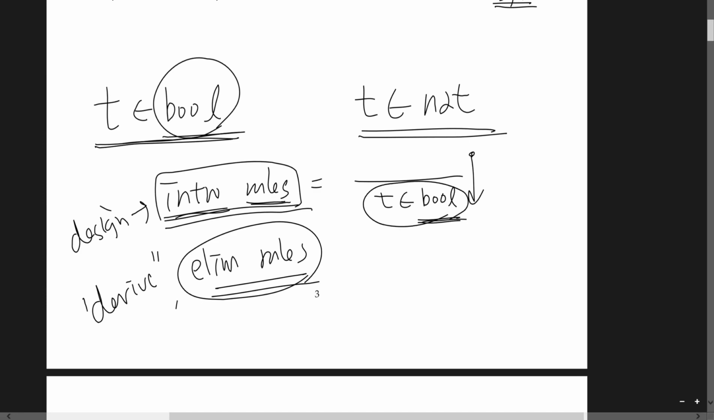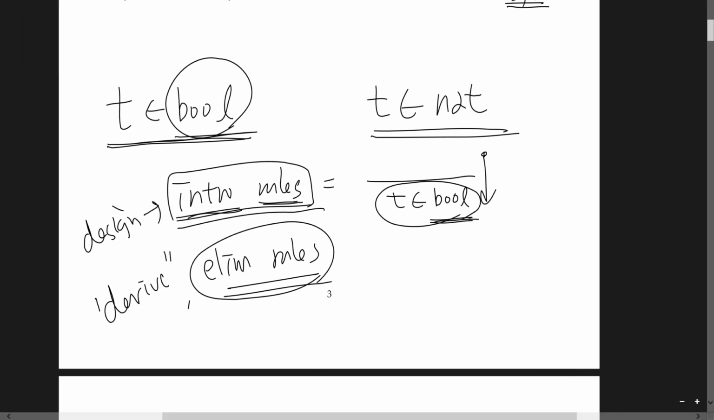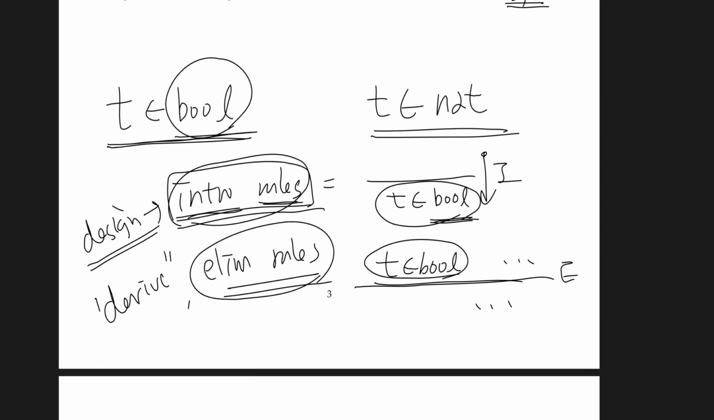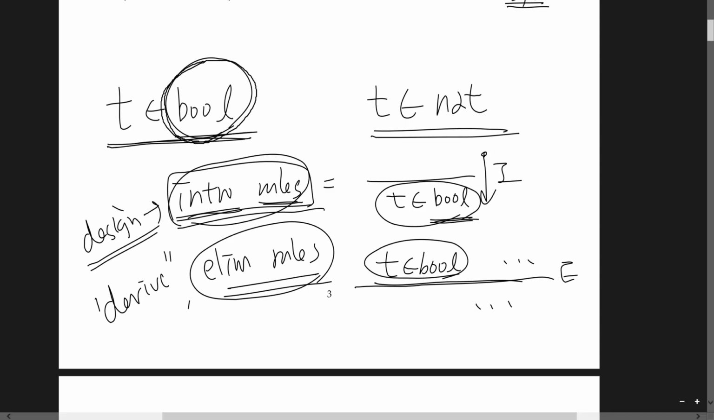And elimination rules tell us how to exploit an existing judgment of this form. This is introduction rule. This is elimination rule. So remember that we will try to design these introduction rules ourselves because these introduction rules are basically the essence of the idea, the essence of this new data type. On the other hand, we will try to derive these elimination rules automatically.